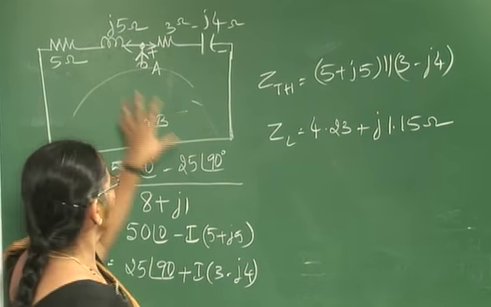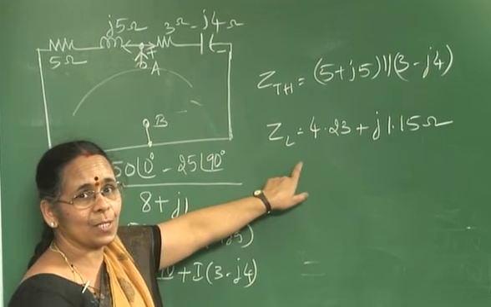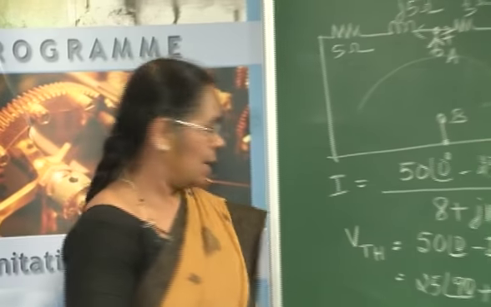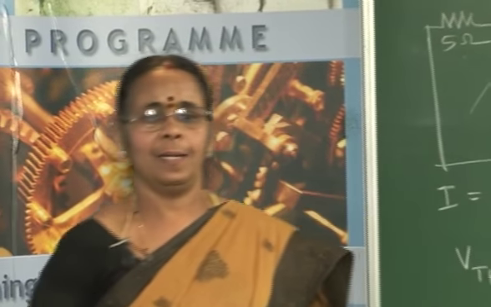The next thing is replacing the circuit by Thevenin's equivalent, connecting this impedance over there and finding the power which is being transferred to the circuit, and the value that you are going to find in this particular case is equal to 5.68 watts.